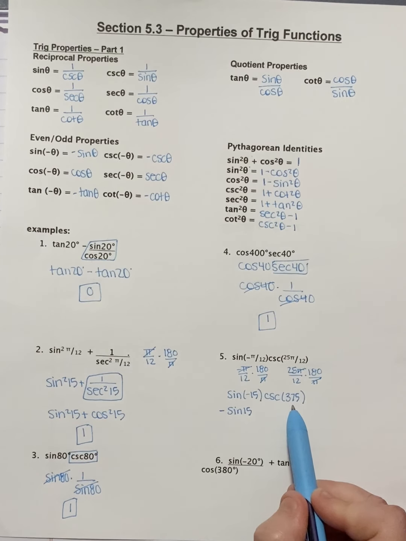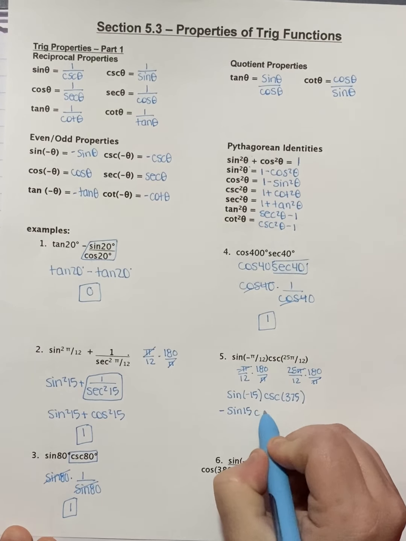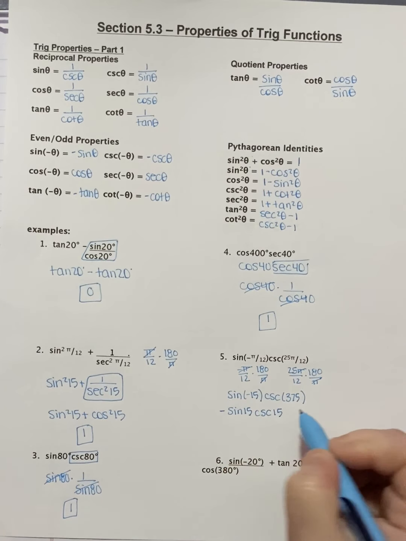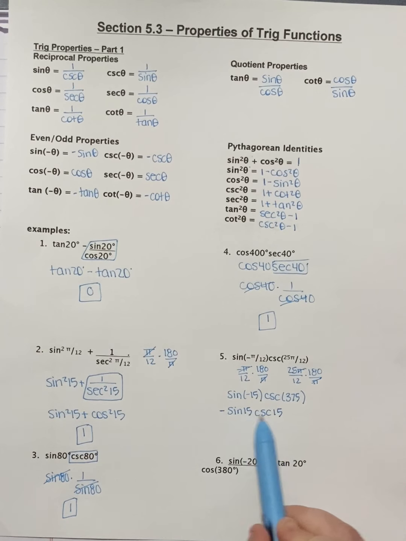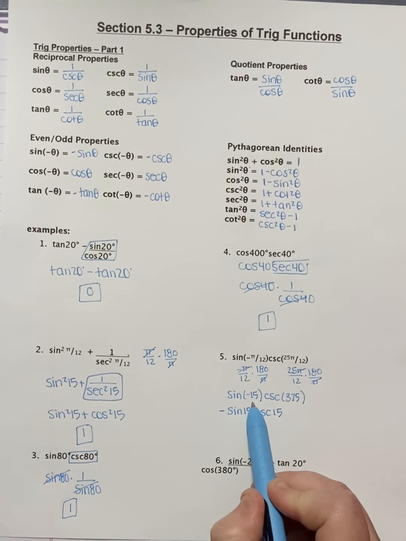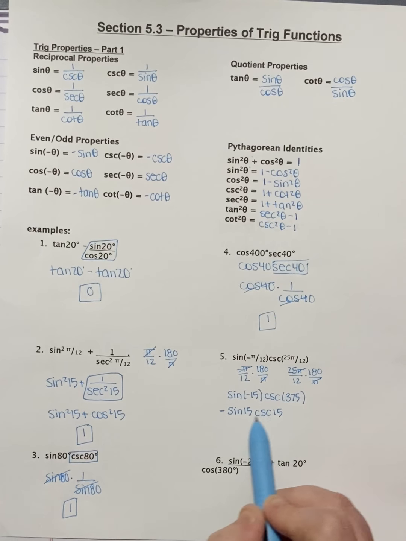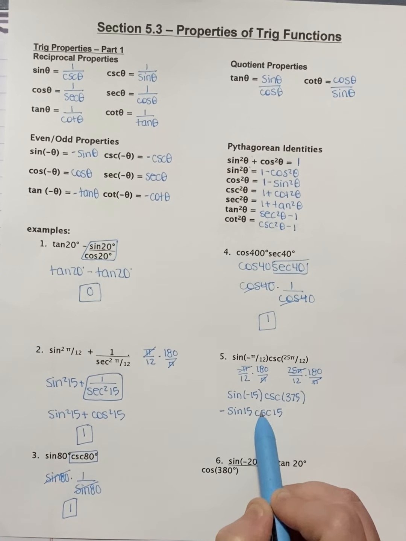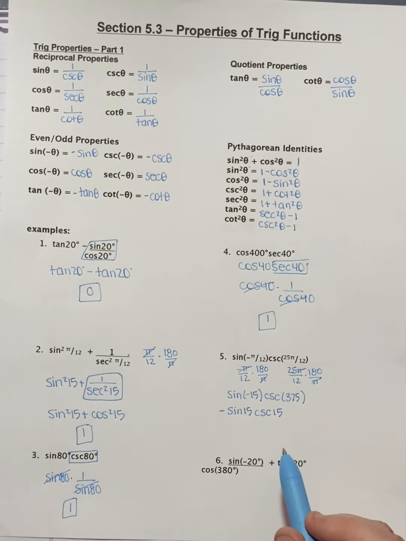But let's look at this. 375 is too big, so I'm going to change it to a coterminal angle by subtracting 360. When I subtract 360, that gives me 15. Now notice, I have the same angle. If I were to change this one to a coterminal angle, this will be 345. There's nothing I could have done with 345 and 15. I need these to be the same angle. So my odd property was the best thing to use right here.